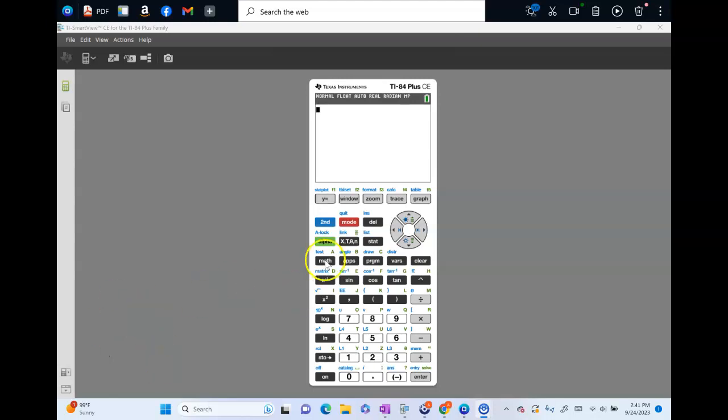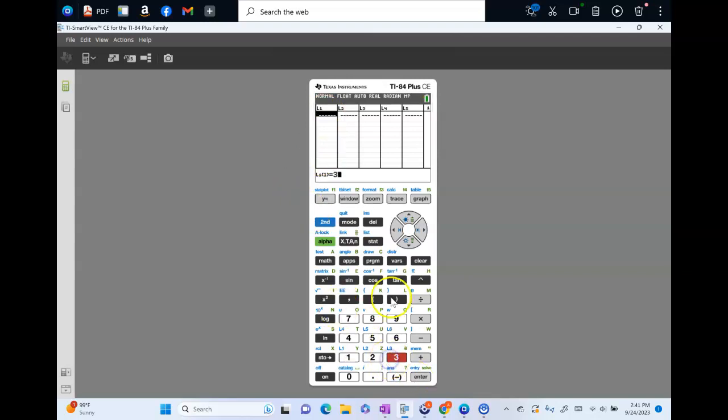So the way you're going to do that is you're going to go to Stat. You're going to select number 1, Edit. And notice how it gives you a table. Okay, so what you want to do is on your L1, you want to type in all of your X values, and on your L2, you want to type in all of your Y values. So I'm going to go ahead and start entering my points.